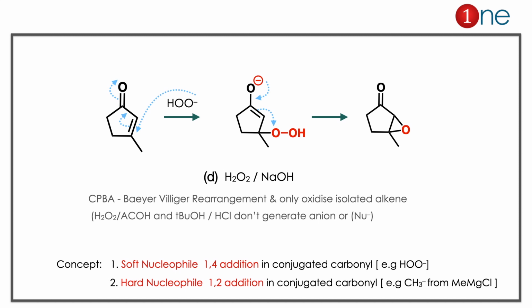Base abstracts the proton from peroxide and activates the nucleophile, which is HOO-. Here you learn the concept of soft and hard nucleophiles. A soft nucleophile always attacks by 1,4 addition. A hard nucleophile always undergoes 1,2 addition, which is normally a methyl group, like a Grignard reagent.